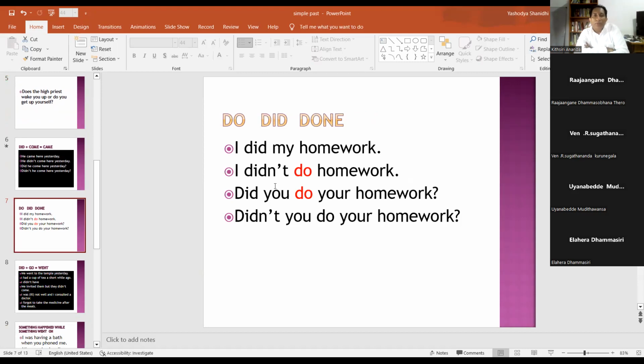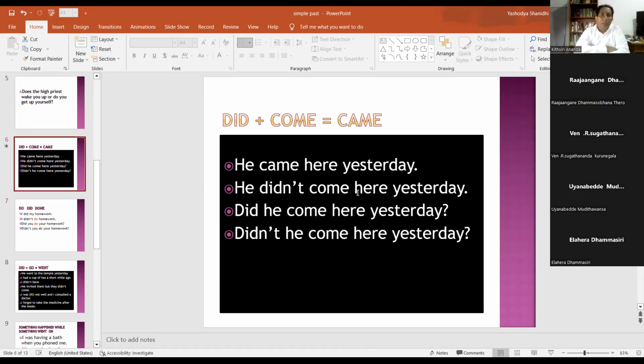So when it comes to simple present tense, we can see that each and every verb can be turned into negative, interrogative, and all. So he came here yesterday. It's a positive statement, general statement. He came here yesterday. We talk about something that happened yesterday. In the sense of come, we can use even get.